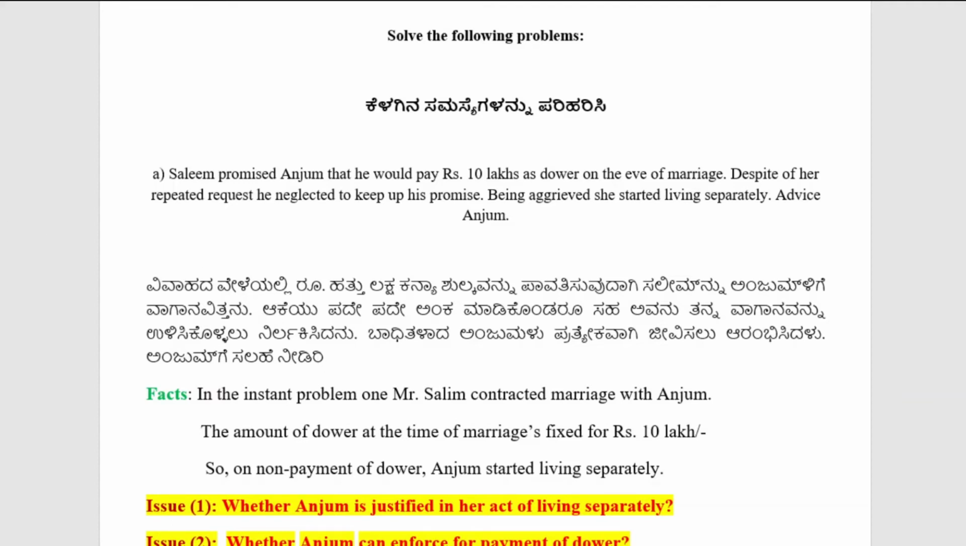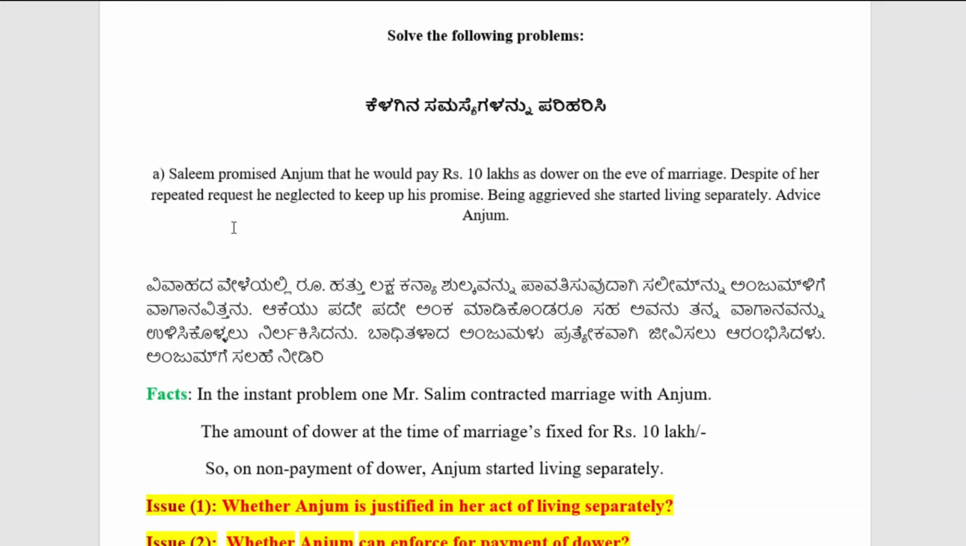So here the problem has been given in this way. Salim promised Anjum that he would pay rupees 10 lakh as dower on the eve of the marriage. So one Mr. Salim, the bridegroom, has promised the bride that he is going to pay rupees 10 lakhs as dower on the event of his marriage.